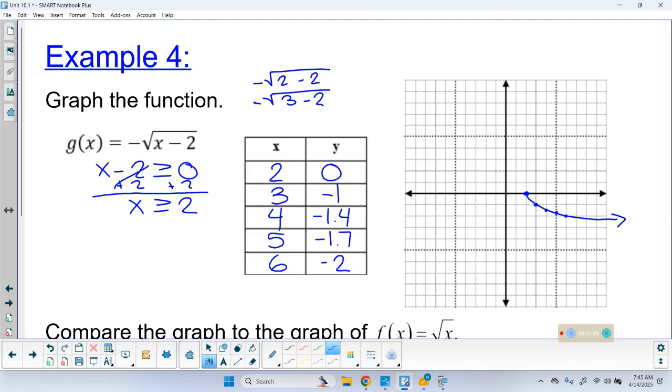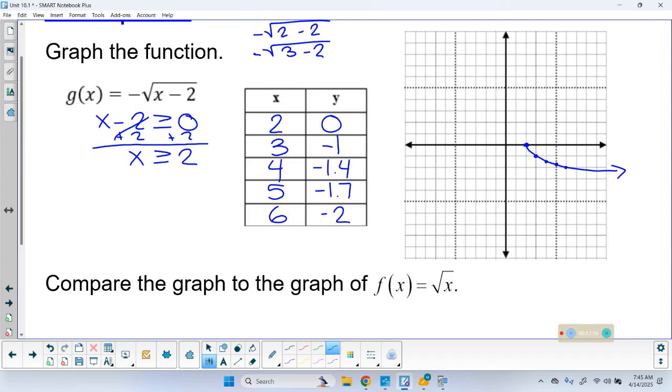In this one here, it is flipped in the opposite direction, and that is okay. So what happens is now we have to compare. So these are the transformations. You have to think, okay, if I have the square root of x in the equation that we just graphed, what is different?